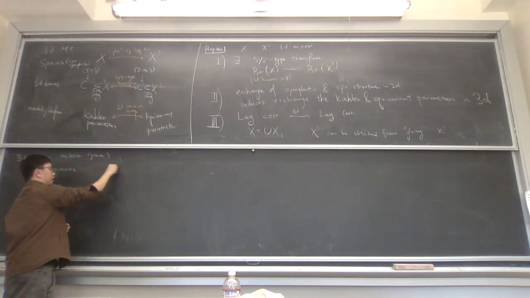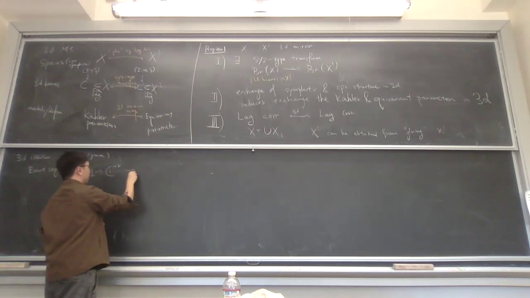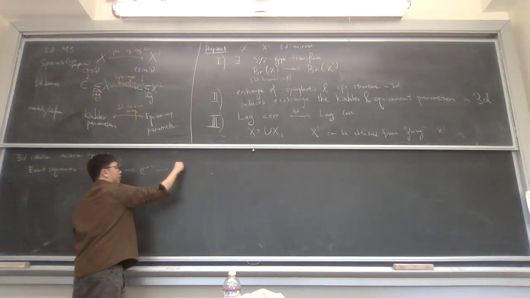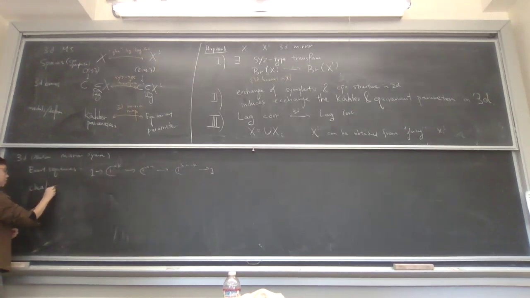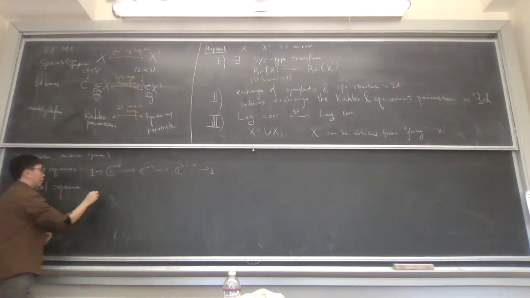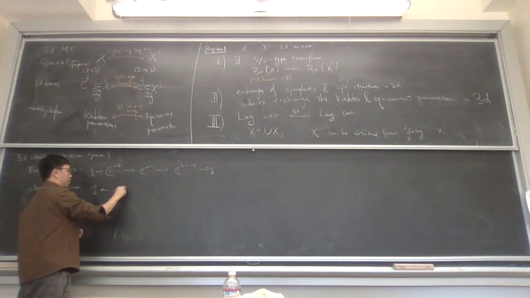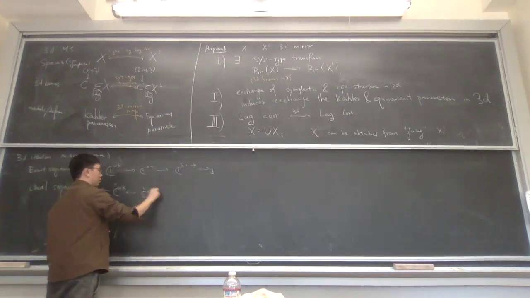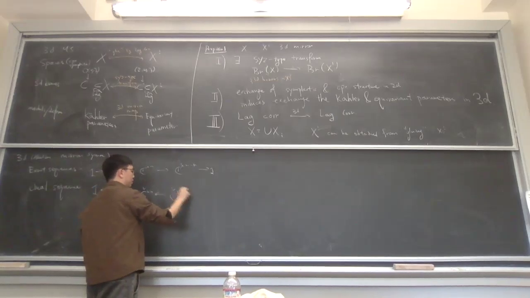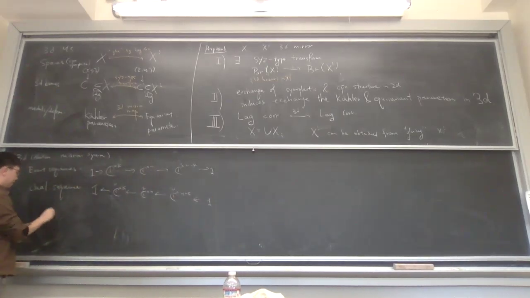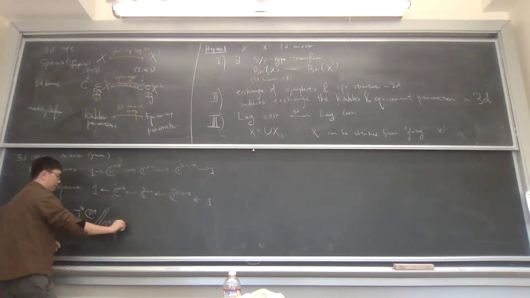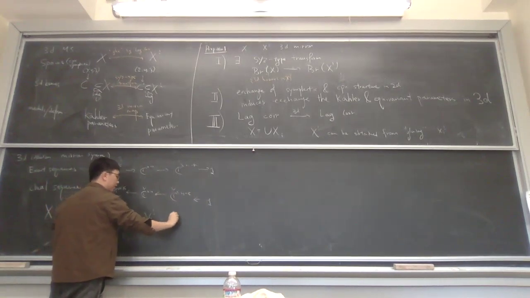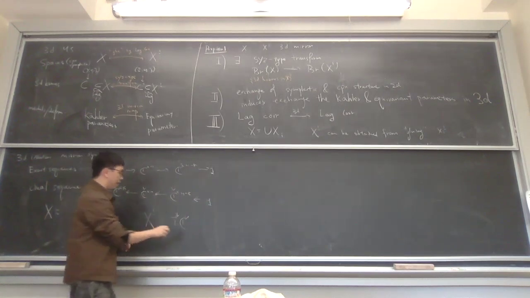So C star K to C star N to C star N minus K, and the dual sequence. Okay. And an example of the 3D mirror pair will be: X is the T star of Cn, symplectic quotient by that C star K. And its 3D mirror will be T star of Cn, quotient by that C star N minus K.